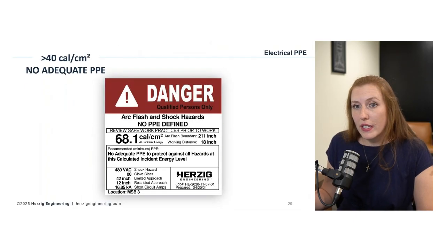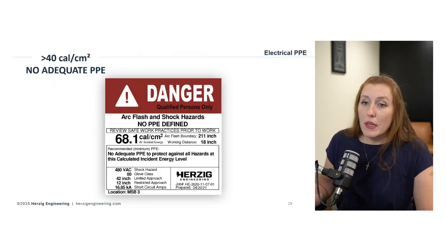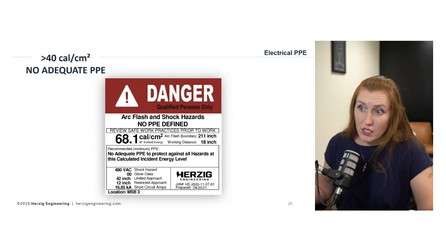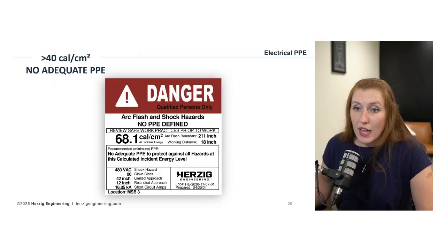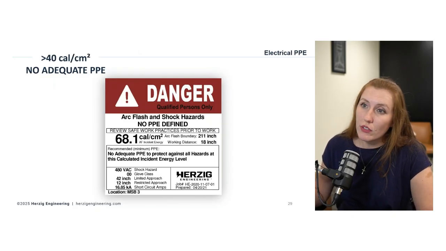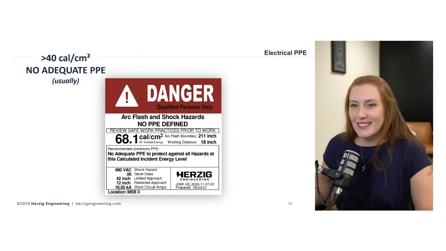And then again, above 40 cals, you might see no adequate PPE or no PPE defined because your site just simply doesn't have PPE rated higher than this. Could be above 60. We've seen that before whenever everyone has a 60 cal suit available rather than just a 40 cal suit. Whatever makes sense for your safety program and the qualification level of your workers. So again, that's usually a designation.